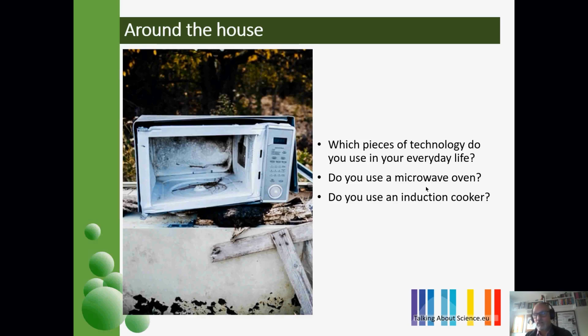What about an induction cooker? Induction cookers are fun. But of course they don't work with all of your pans. You need to have a particular type of pan. You need to have a steel pan with iron, or iron and nickel, because you need to set up an induction current in the metal, and that causes heat, which is transferred to the water.